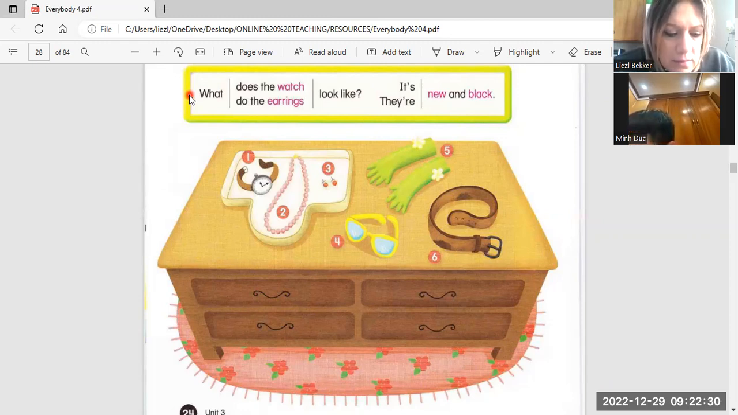Okay. What do the earrings look like? Oh, they are new and orange. What do the gloves look like? They are new and green. Okay. Number six, what does the belt look like? It's old and brown. Number four, what do the sunglasses look like? It's new and yellow. Okay, good.